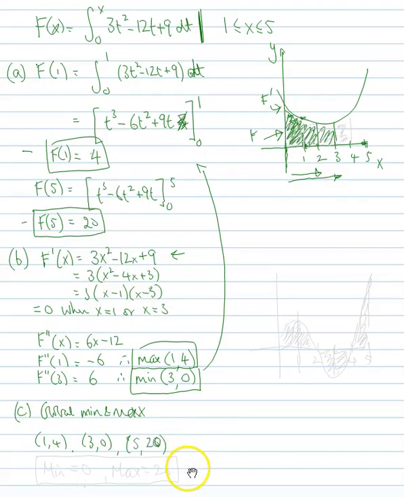Okay, so what are the lowest values? So we've got 4, 0, and 20. So the min equals 0, because it's the lowest one. And the max equals 20. That's the highest one. And we're done.